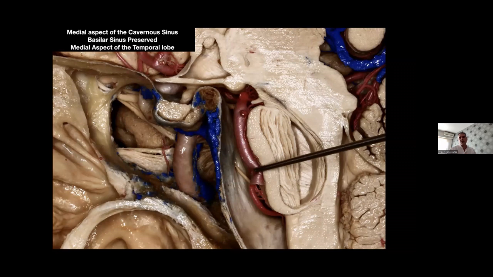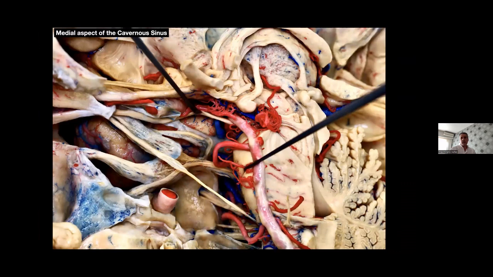and make a hole in the clivus in order to reach the middle aspect of the cavernous sinus. This is the full view. Another dissection, of course, where we remove the clivus and the basilar plexus in order to describe and to see the whole pathway of the sixth cranial nerve.